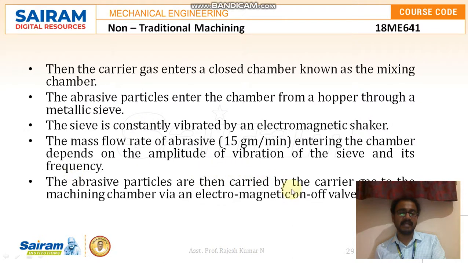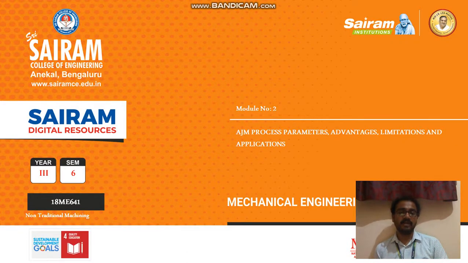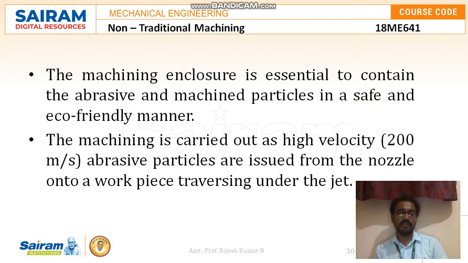The abrasive particles are then carried by the carrier gas to the machining chamber through an electromagnetic on-off valve. The machining enclosure is essential to contain the abrasive and the machined particles in a safe and eco-friendly manner. Finally, machining is carried out as abrasive particles at a high velocity, like 200 meters per second, are issued from the nozzle onto the workpiece. So this is the working principle of the abrasive jet machining process.